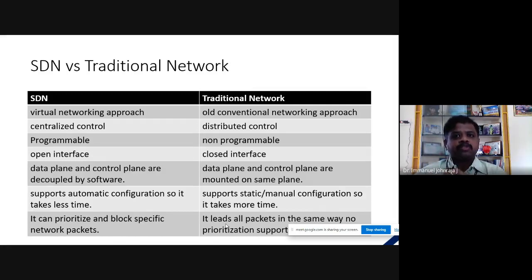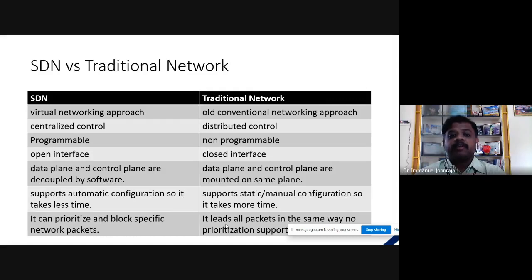Open interface, which means that with a closed interface, if you want any additional thing, you have to update your software and bring in additional devices here. But that is not the case in SDN. Data planes and control planes are decoupled. They are separated by the software, but they are mounted on the same device.